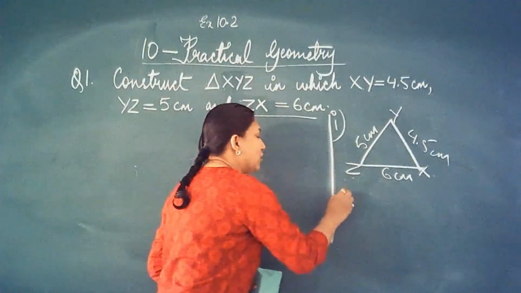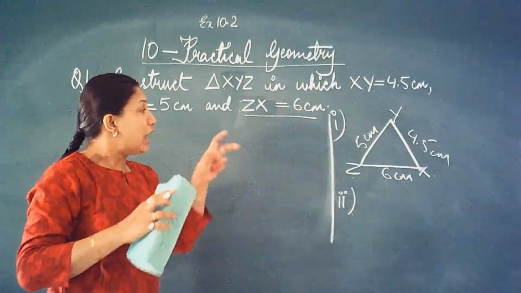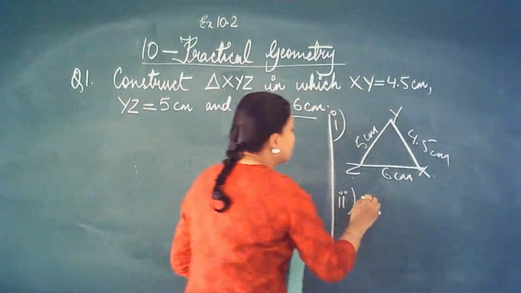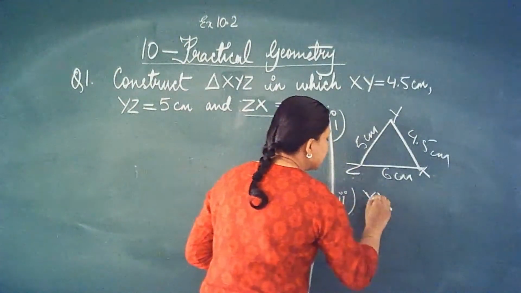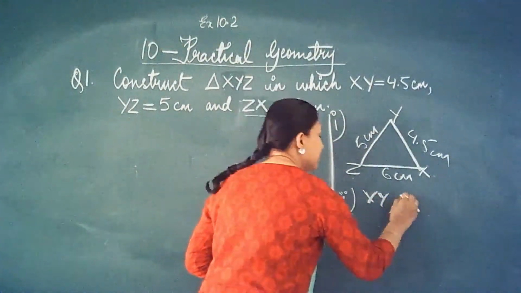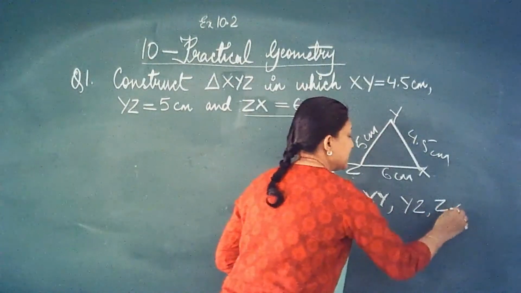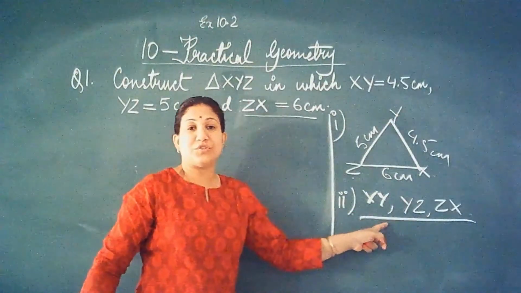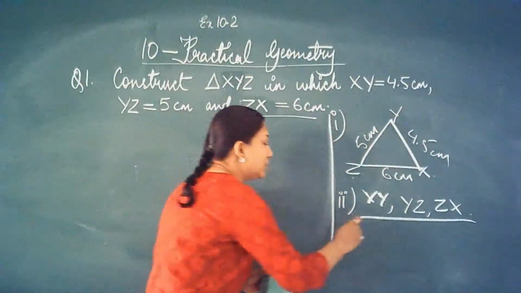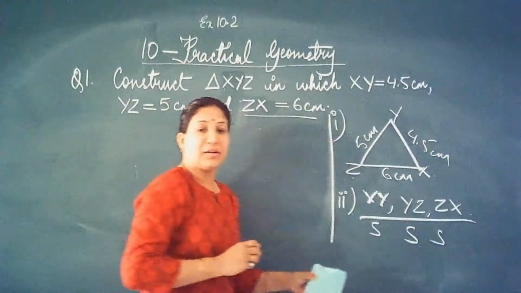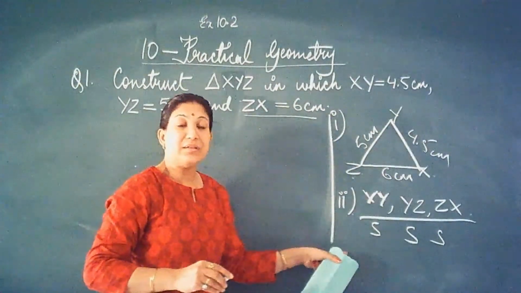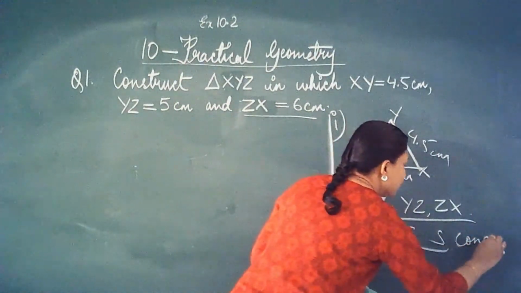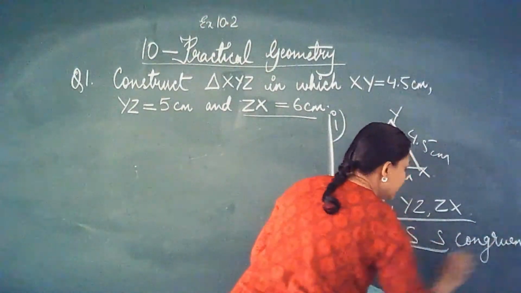The second part of the construction is that we now know that the three sides of a triangle are given. Which are those three sides? It is line segment XY, YZ and ZX. The three measurements of the three sides of the triangle are given. So here, when the three sides of a triangle are given, that means the construction is based on the SSS congruence criteria or congruence rule.